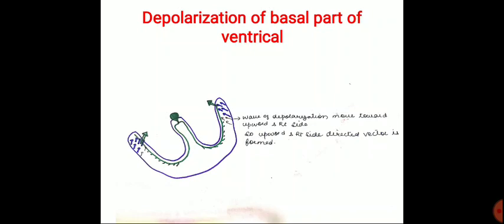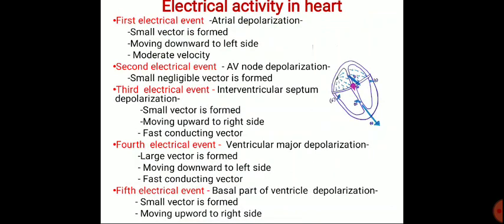So there are 5 electrical events that occur in the heart. When we summarize it, as shown in the diagram that is drawn by me, it's not so good but manageable. The first electrical event is the atrial depolarization. In the atrial depolarization, a small vector is formed. This small vector is formed because of the summation of all the small vectors. It is a small vector moving downward to the left side, and it is of moderate velocity.